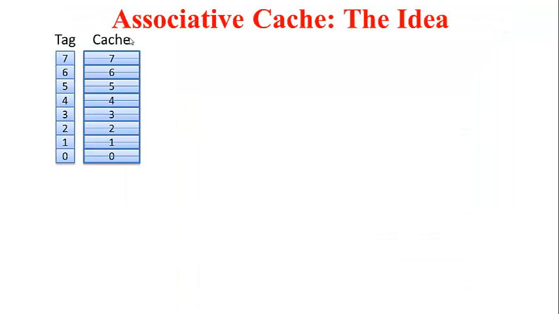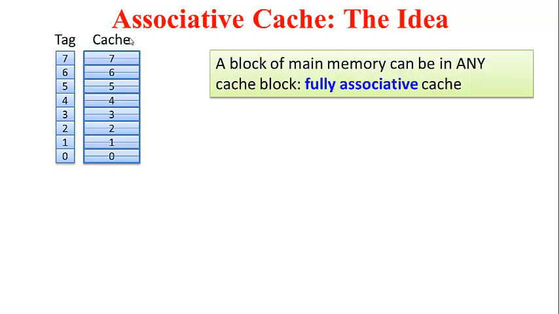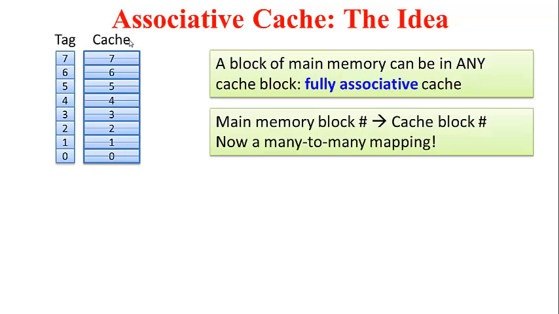Since the main culprit is the many-to-one mapping, the idea of associativity is essentially fixing that. Now we are going to say that a block of main memory can reside in any cache block. That is, now the main memory block number to the cache block number is a many-to-many mapping. This scheme goes by the name of fully associative cache because a block of main memory can be in any cache block. So if we have such a scheme, this can reduce the kind of conflict misses which happened earlier in the direct mapped cache.